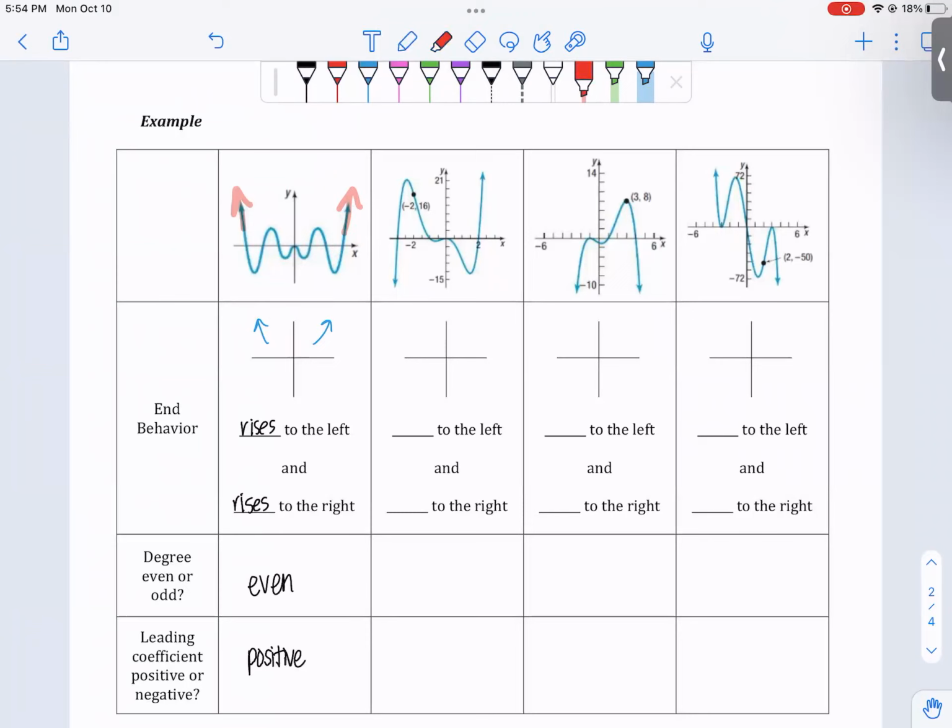For this next function, as we go to the left, we're going down. So that falls to the left. As we go to the right, we're going up. So that rises to the right. Our end behaviors are going in opposite directions, which means that the polynomial is of an odd degree. The right side goes up, so that means that the leading coefficient is positive.